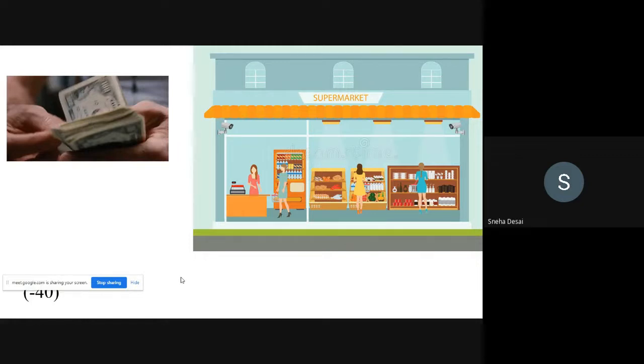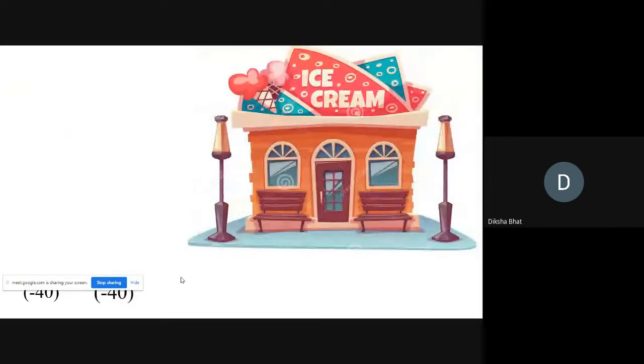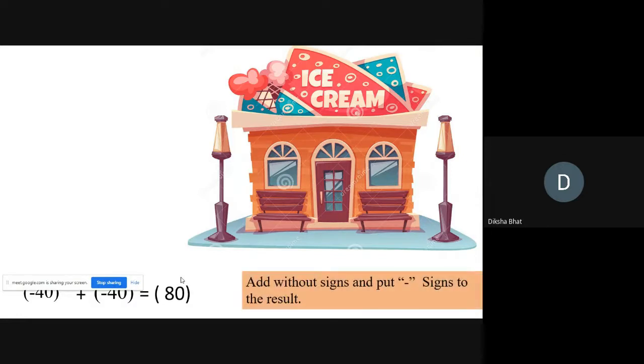Yes, teacher. Okay. Again, suppose if you went to eat ice cream and he paid rupees 40 for you. So in total, how much amount he paid for you? Negative 80. Yes, negative 80. So here again, you are supposed to add numbers without sign and put a negative sign to the result. That is negative 80.